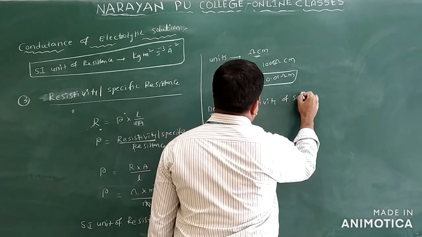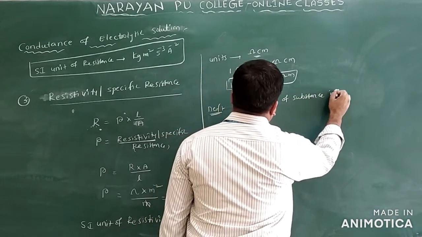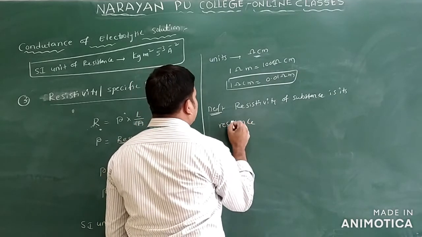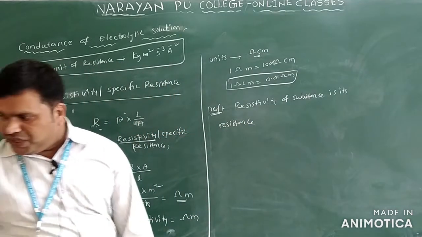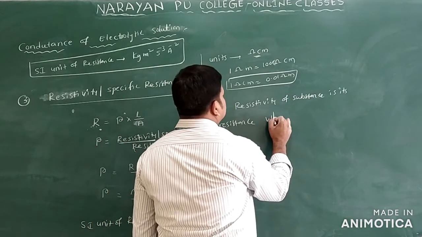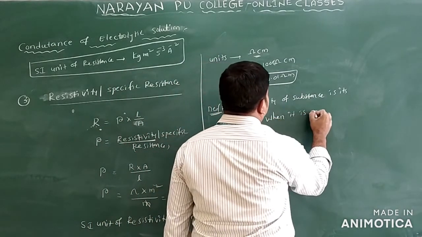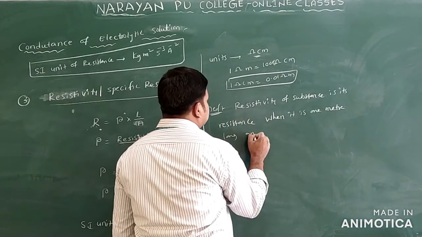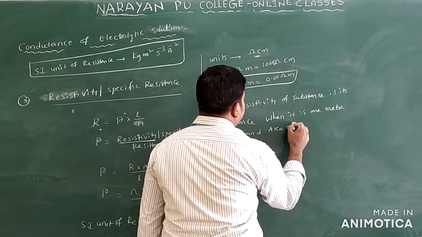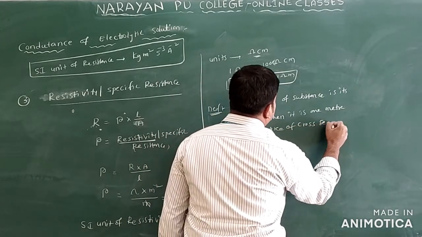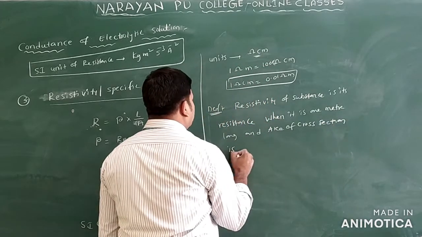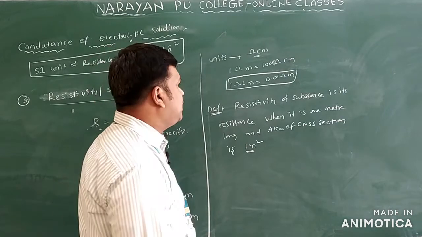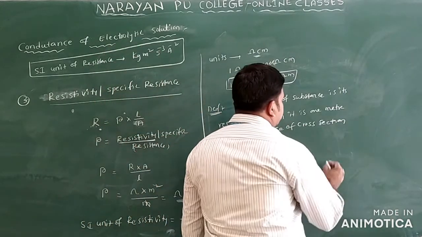Resistivity of a substance is its resistance when it is 1 meter long and the area of the cross section is 1 meter square. So suppose we have some electrolytic solution.